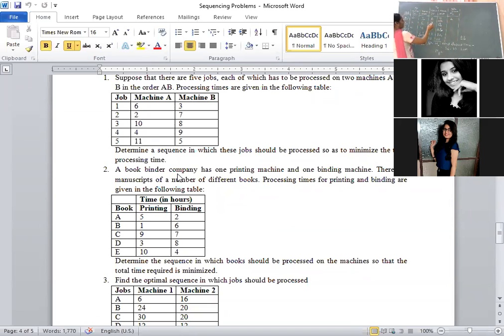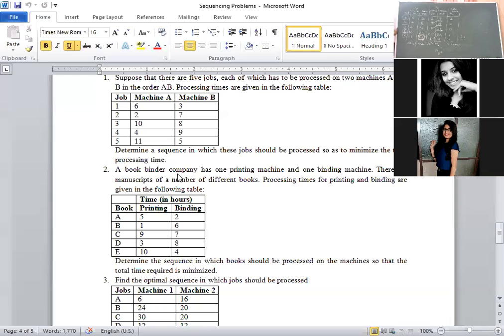Right now, verify the difference. 9 minus 9, 0. 18 minus 18, 0. 27 minus 26, it's 1. 33 minus 32, it's 1. This is your idle time for machine B. How many hours? 4 hours. If you want to calculate this way, you can calculate it.